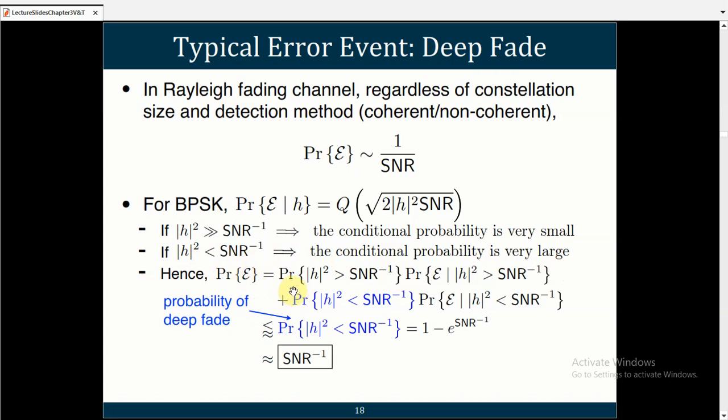So the total probability of error is given by this equation, in which the part highlighted in blue is the probability of deep fade. So this whole probability is basically dependent upon this probability, which is equal to 1 minus e to the power minus 1 over SNR, which at higher SNR is approximately equal to 1 over SNR.